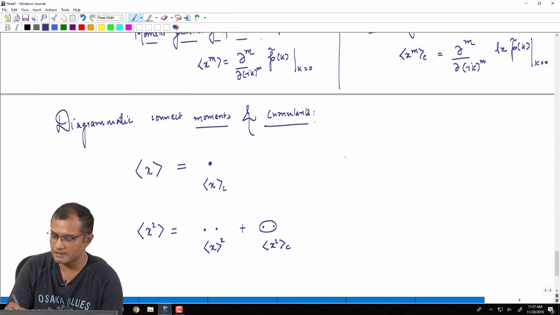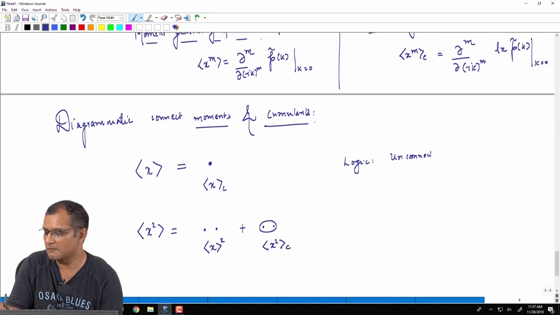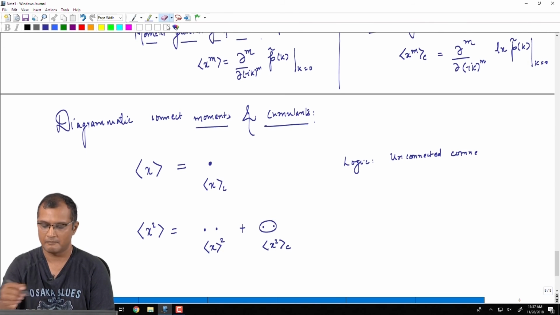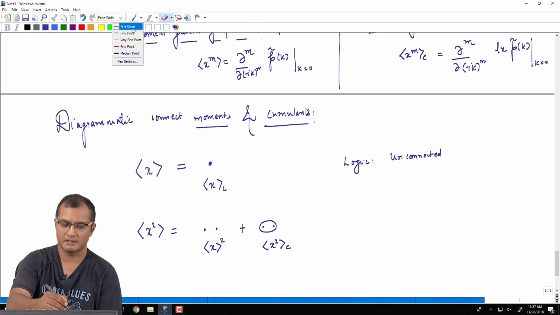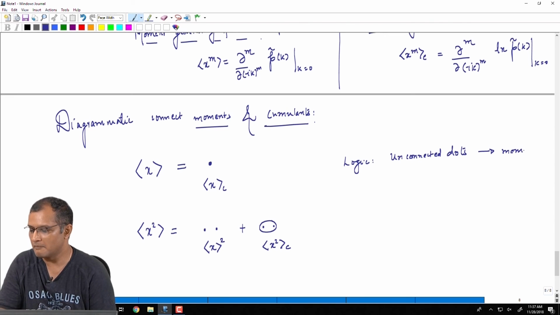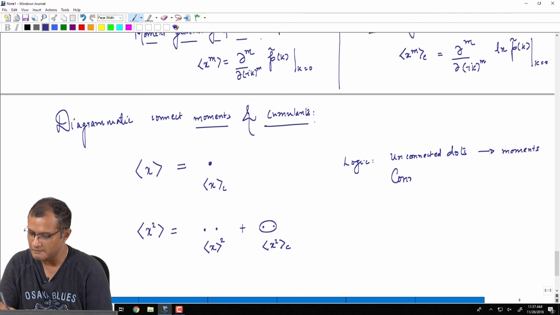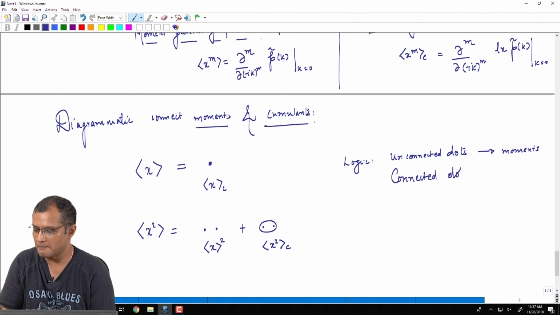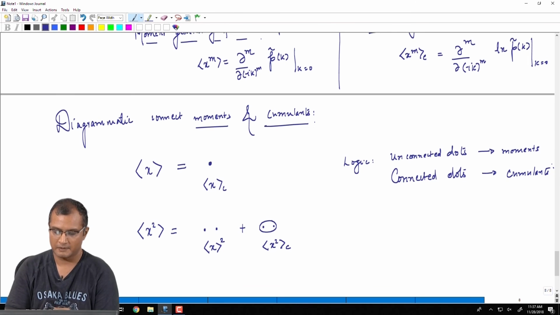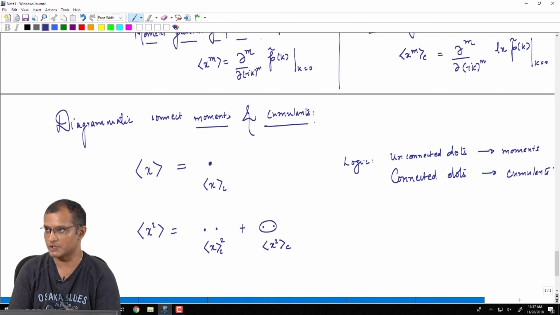So, the logic here is: unconnected dots are moments, and connected dots are cumulants. But I know that the first moment is also a first cumulant. So, this is also a cumulant squared.